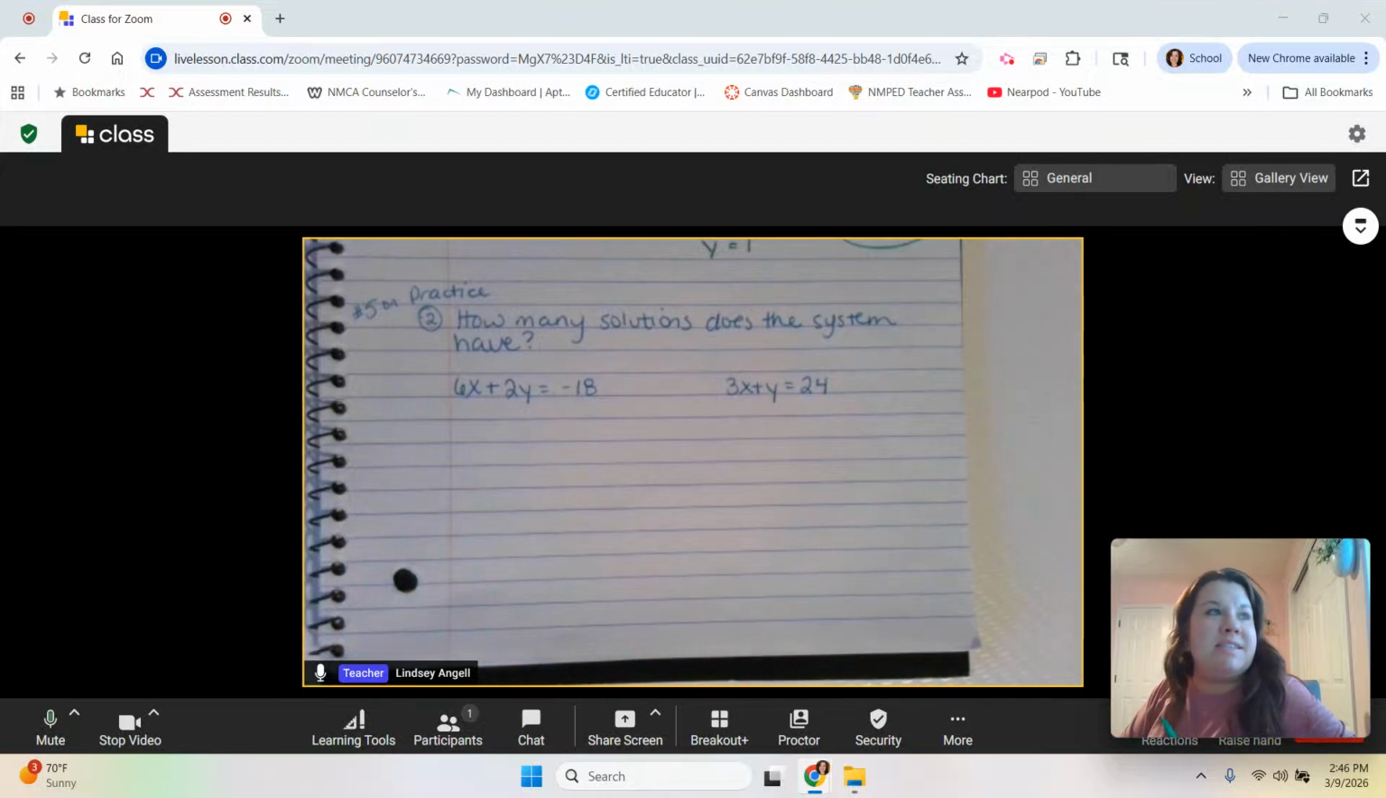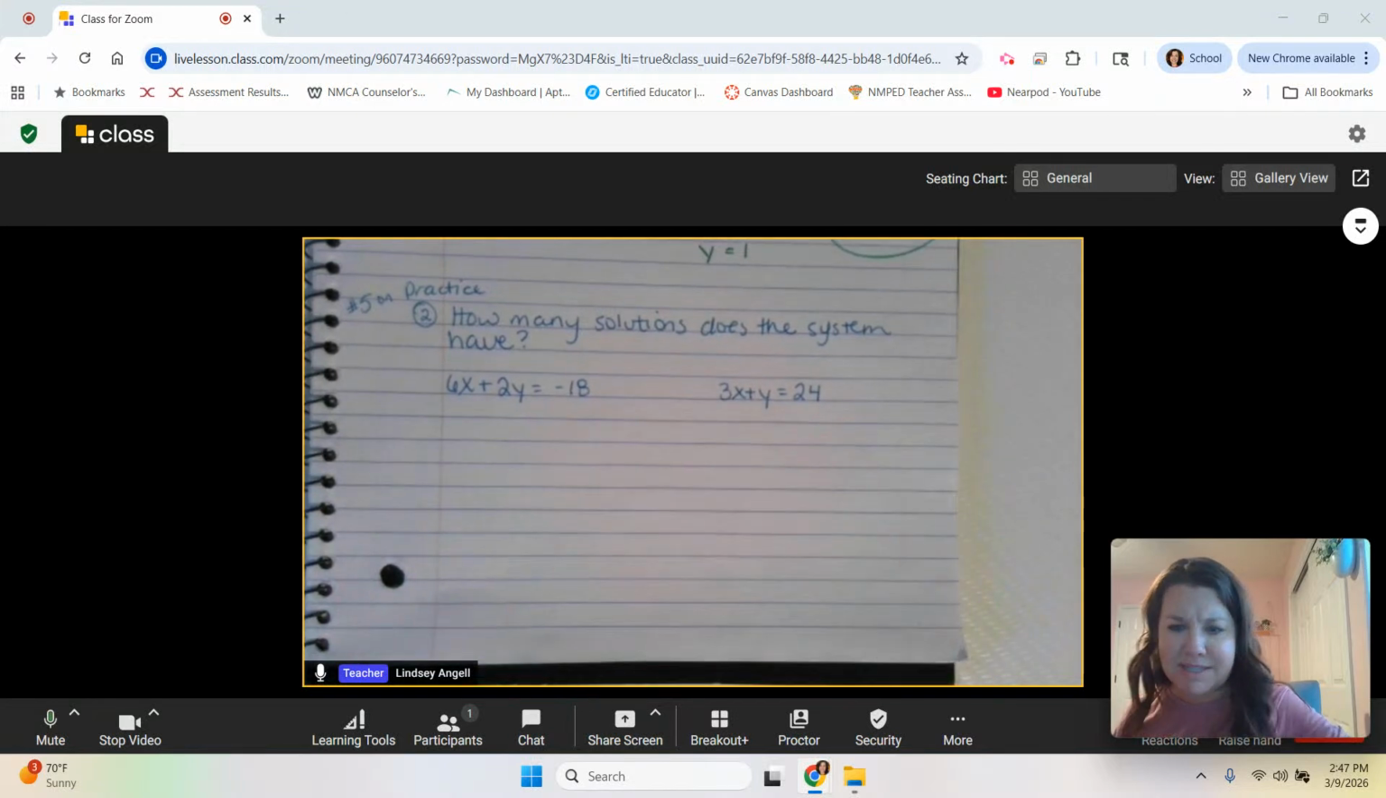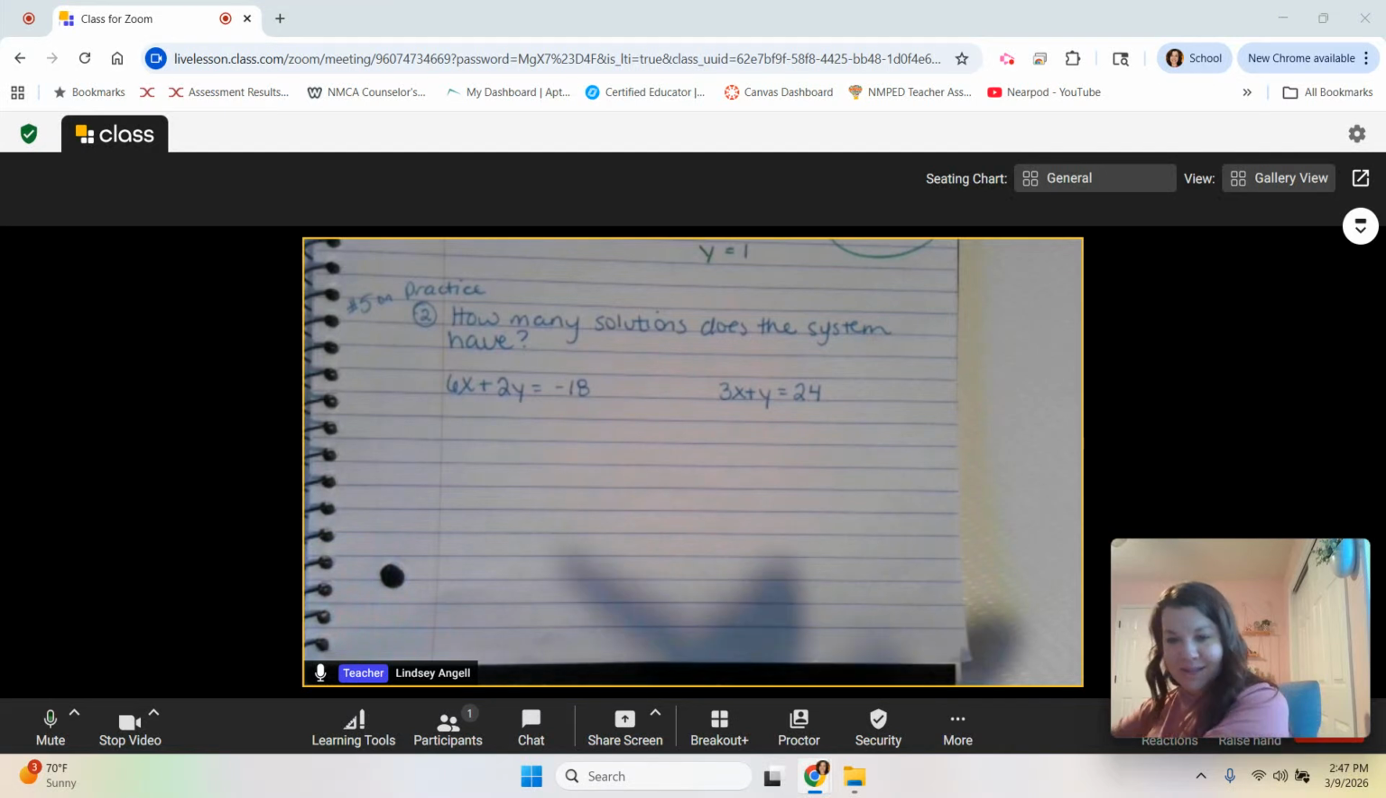With this next one, this is number 5 on your practice. It says how many solutions does the system of equations have? And then we have 6x plus 2y equals negative 18, and 3x plus y equals 24. I'm just looking at my other screen to make sure I wrote everything down right. I've made some mistakes today and I don't want to mess you guys up.